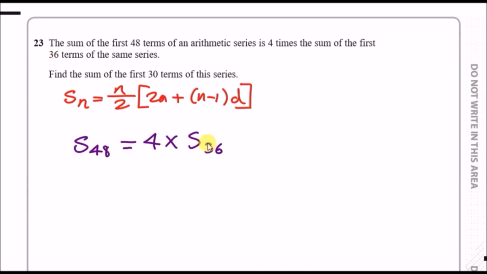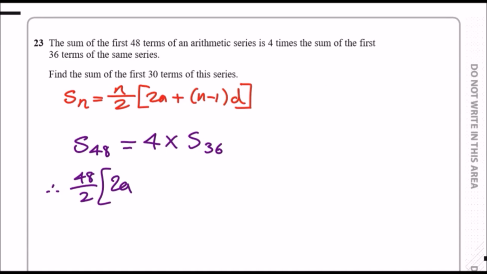Now it wants us, with this equation, to find the sum of the first 30 terms of this series. Now all you have to do here is literally just copy this equation twice, replace n with 48 here, and then again on the right hand side replace n with 36. So let's do it. For the sum of 48, we're going to have 48 over 2 times 2a, and by the way, a is known as the first term, and d is the common difference. We have to figure out what these two are, I'm guessing.